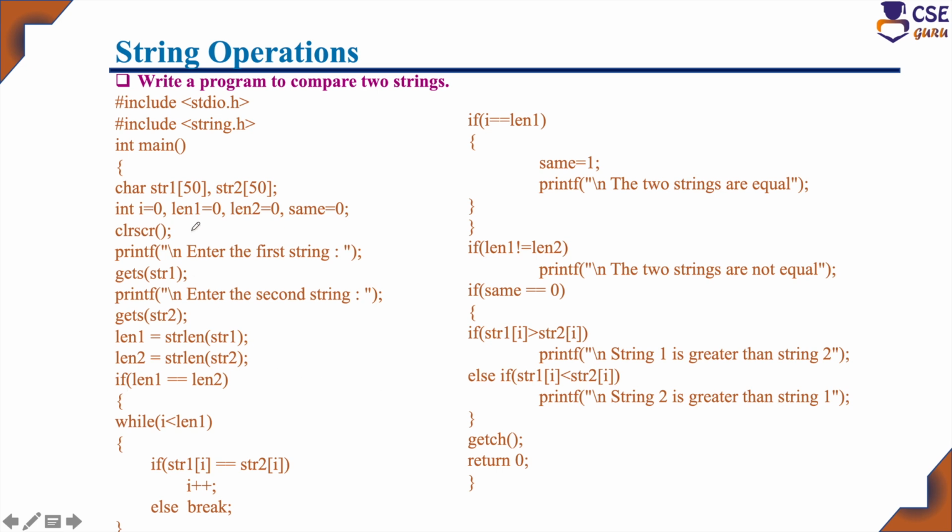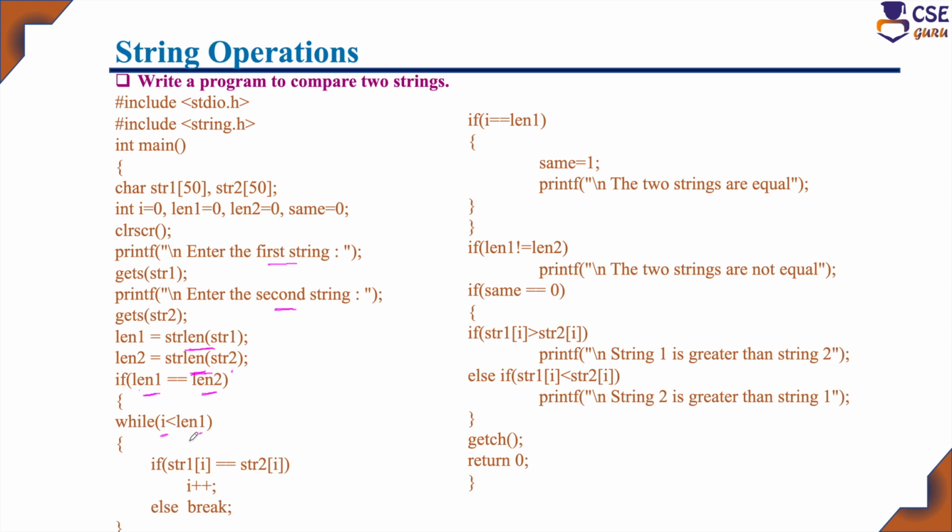So this is the C code. Here you need to enter the first string and the second string. Then find the length of both the strings, str1 and str2. If the length of the first string and the length of the second string are equal, implement this condition.